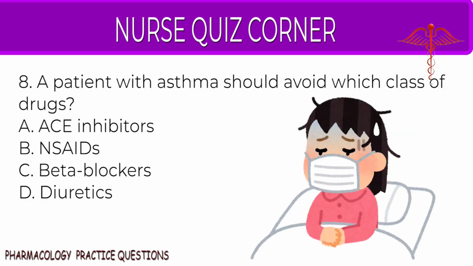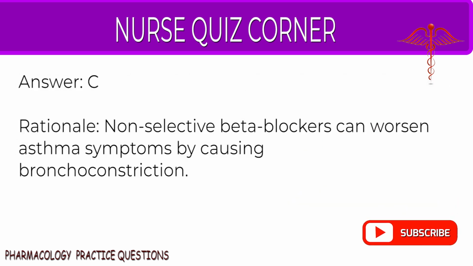8. A patient with asthma should avoid which class of drugs? A. ACE inhibitors, B. NSAIDs, C. Beta blockers, D. Diuretics. Answer: C. Rationale: non-selective beta blockers can worsen asthma symptoms by causing bronchoconstriction.